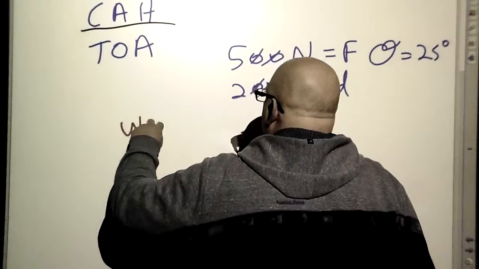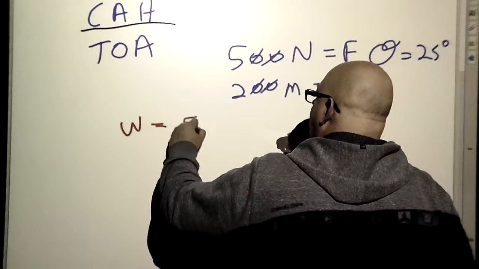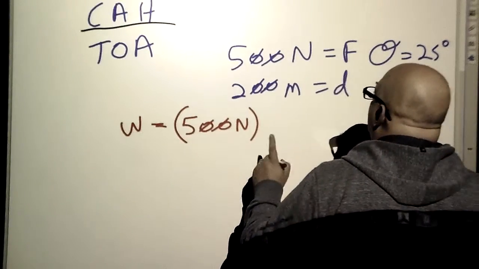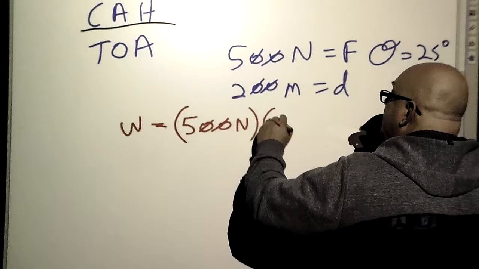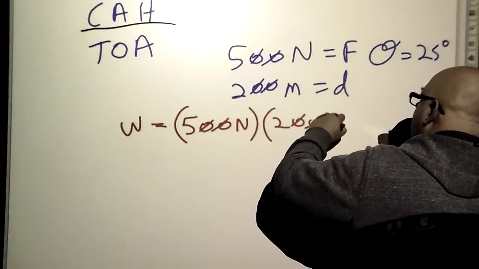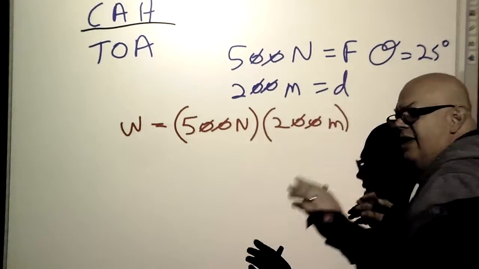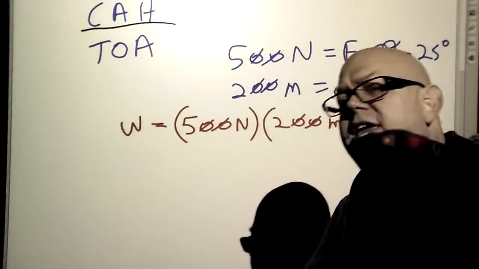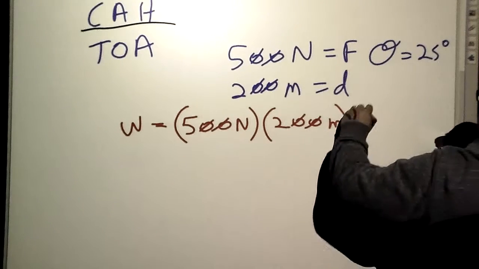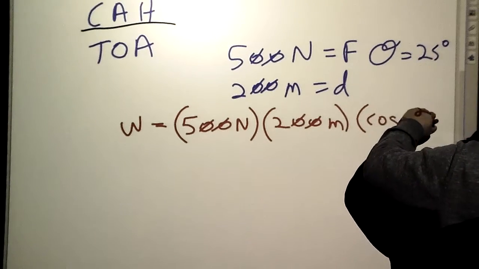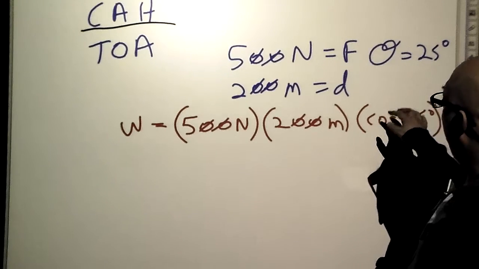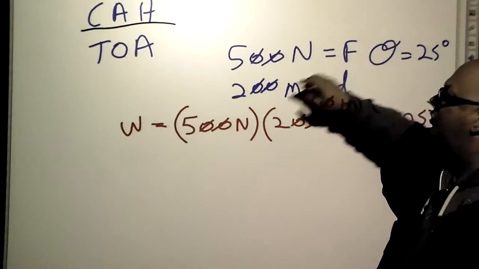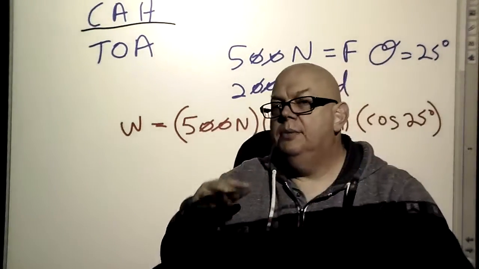So work is equal to, what's our force? Well, we have 500 newtons. We're going to multiply that times our distance of 200 meters. Now, do you have to put the units in there? No, you don't, unless that helps you to keep track of what's going on, times the cosine of 25 degrees. Now again, remember, what is the cosine of 25 degrees going to do? It's going to make our force of 500 newtons a little bit smaller.